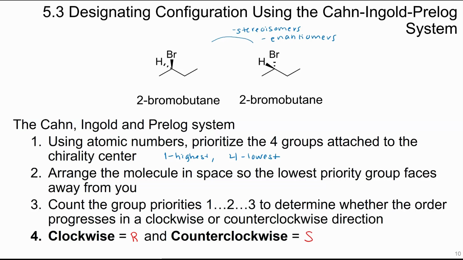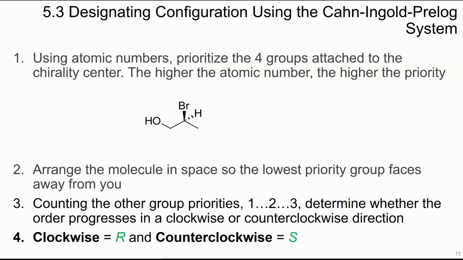What do these rules mean exactly? If we're using this to prioritize, we're looking at the groups. The one with the highest atomic number is going to be 1. So between bromine, carbon, carbon, bromine has the highest number. And then we have a C that's bonded to a C, or a C bonded to 3 H's. This one has a higher priority, so this becomes 2. This is 3. And then we draw a circle around 1, 2, 3. We ignore 4. So this would be R. So we would make this R-2-bromobutane.